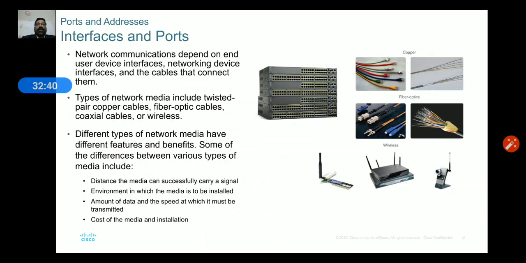Okay, so interfaces and ports. We already discussed these interfaces. If you see, there are different types of media: twisted pair copper cable, fiber optic cable, coaxial cable, wireless. Already we discussed these different types of media. Different types of network media have different features and benefits. Some of the differences between various types of media include, the first one, the distance the media can successfully carry the signal.